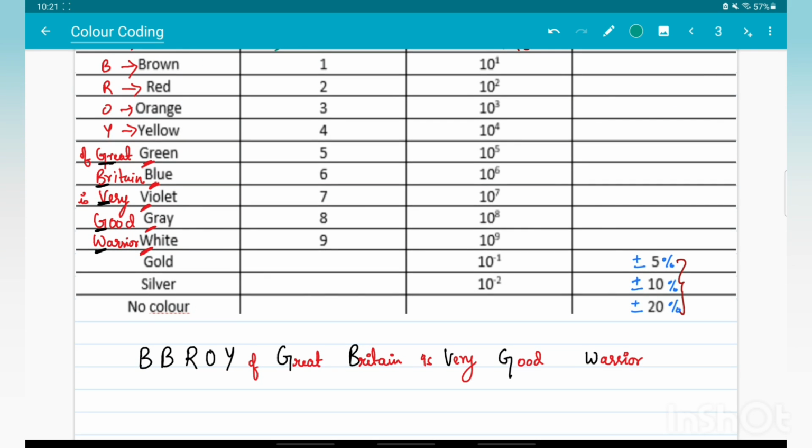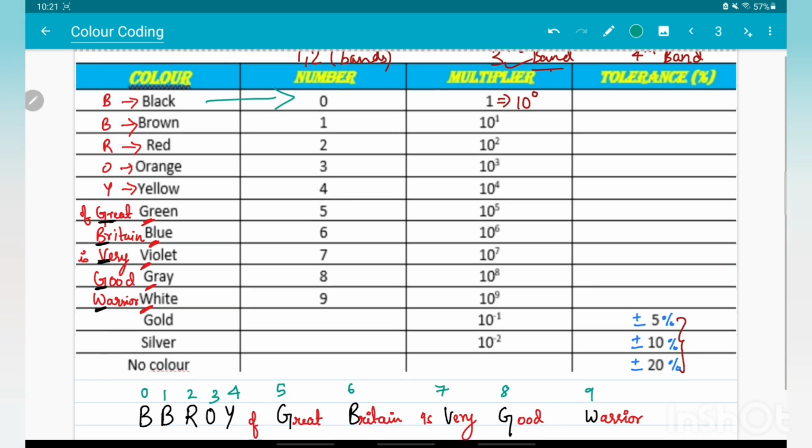Roy of Great Britain is a very good warrior, and then write the numbers as 0, 1, 2, 3, 4, 5, 6, 7, 8, 9. So you will know the numbers also from this.